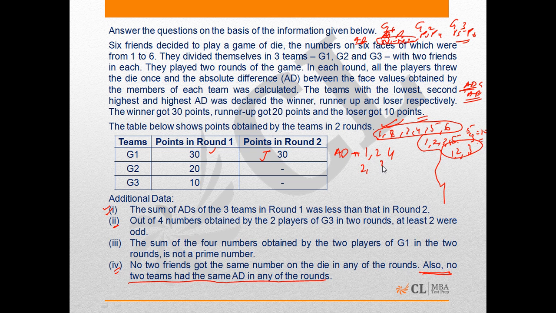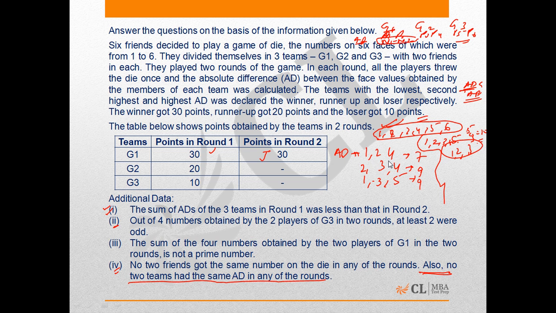2 3 4 and 1 3 5. Only these ADs can be obtained, as it is given that the AD of no team is the same in any round, and it can also be noted that the sum of ADs in the first possible case is 7, and in the second and third it is 9 each.